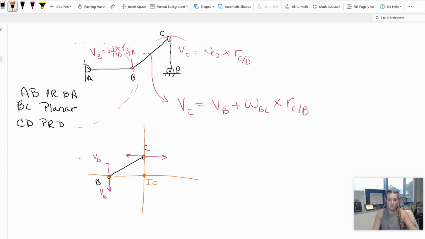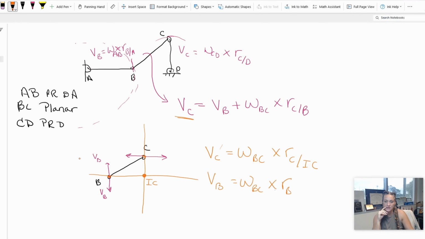So now I can take one planar equation and I can represent it in two pure rotational equations. So I can say that VC is equal to omega BC cross RC with respect to IC. And I can say that VB is equal to omega BC cross RB with respect to IC. So just by locating that instantaneous center, I can take a really complex equation and simplify it into two simple equations. Okay, so that was one example.